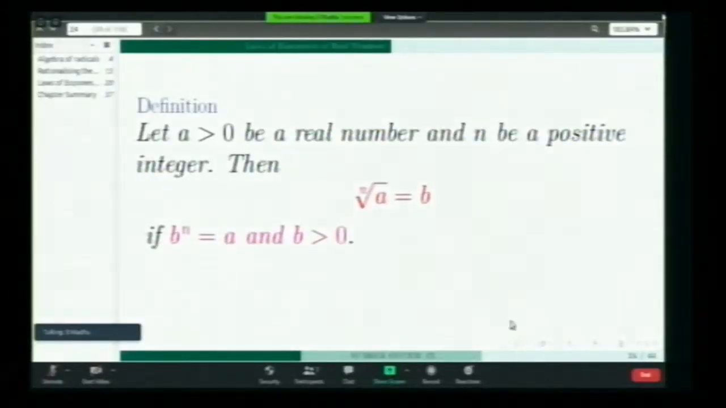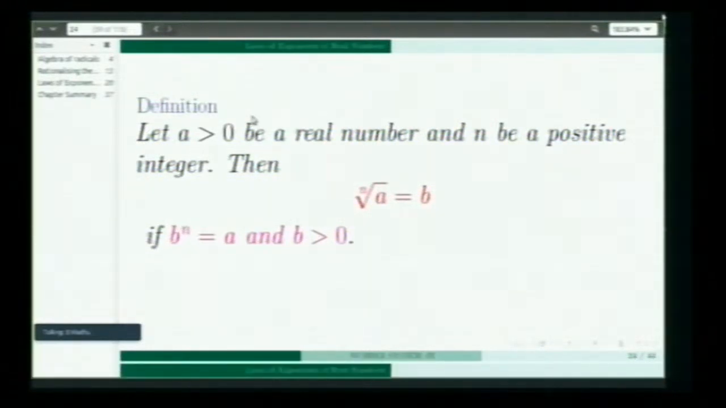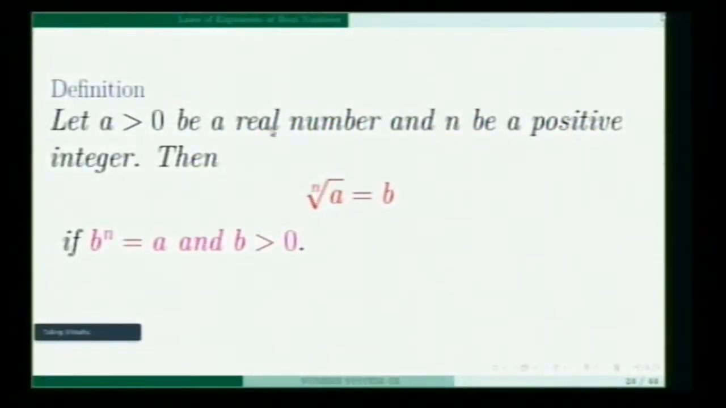Yes, sir, please. Now I am going to say what the nth root is. We define the nth root as follows: let A be greater than 0 be a real number and n be a positive integer. Then the nth root of A equals B if B to the power n equals A and B is greater than 0. So if somebody asks what is the nth root of A, the job is to find a positive number B such that B to the power n equals A. That is called the nth root of A.